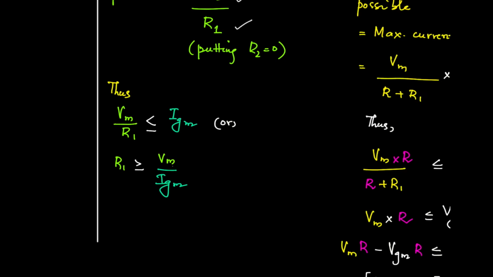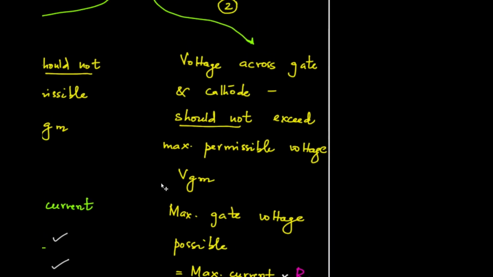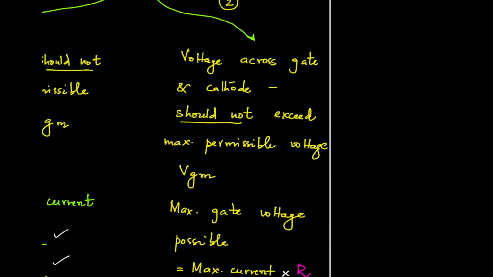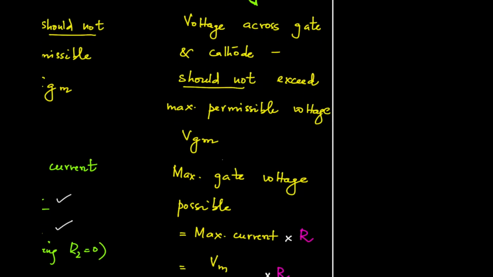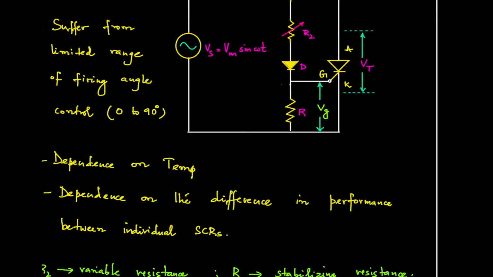Now next condition. What is the next condition? Next condition is that we want to maintain the voltage Vg less than Vgm. Now what is the maximum gate voltage possible? Gate voltage means the voltage that is developed here. That will be the maximum current possible into this resistance value. The voltage developed here is the product of maximum current and the resistance.